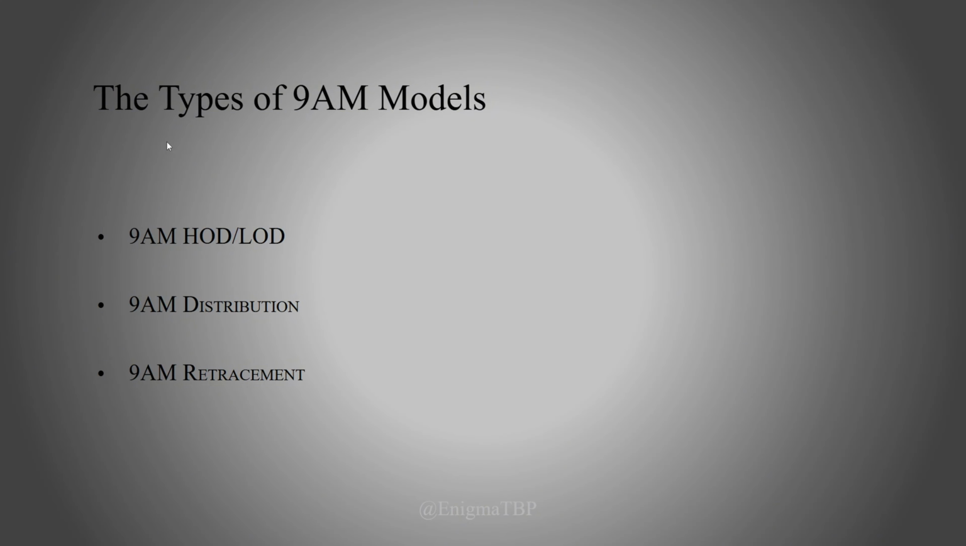So there are three main types of 9 a.m. models that I'll be talking about today: the 9 a.m. high low of day, 9 a.m. distribution, and 9 a.m. retracement.